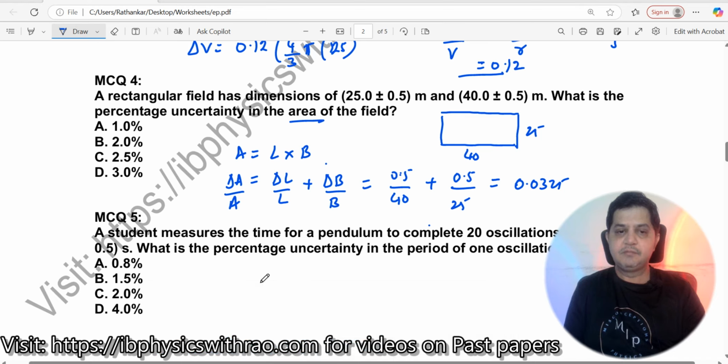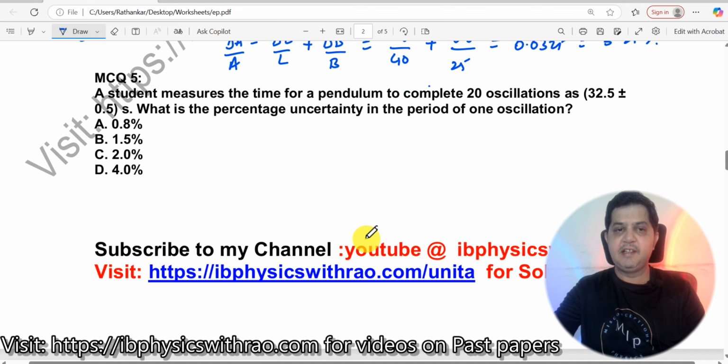This should be equal to 0.0325, but I want the percentage uncertainty. If I multiply this by 100, I get this as equal to 3.25 percent, which is nearly 3%. Answer is D. Let us move on to the last question in the series.